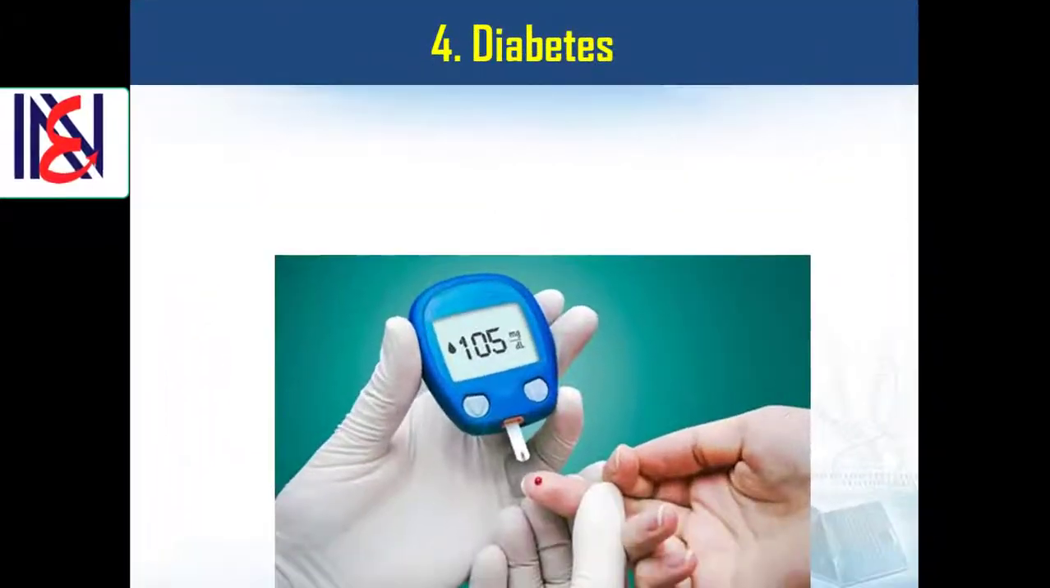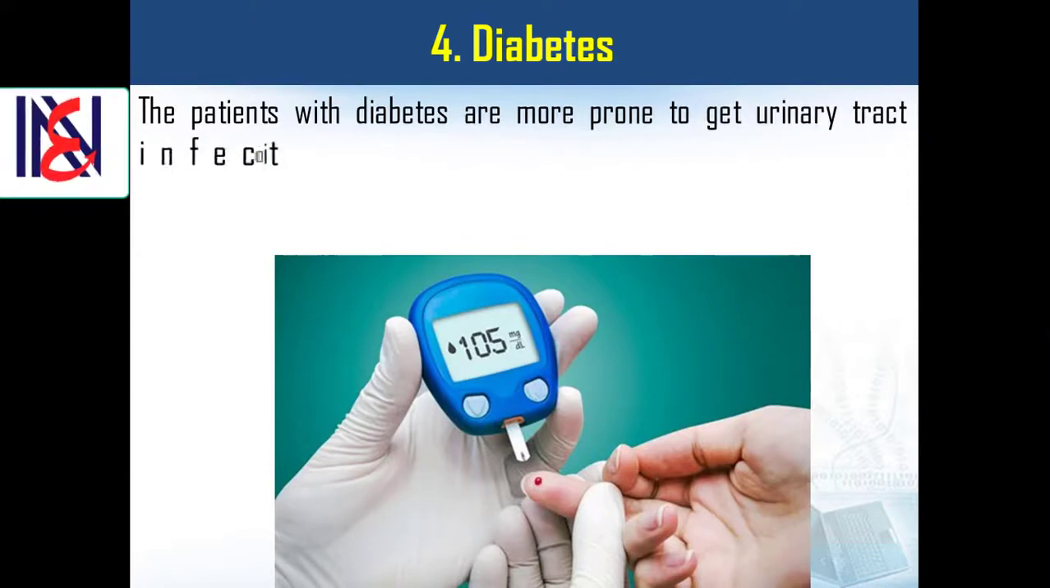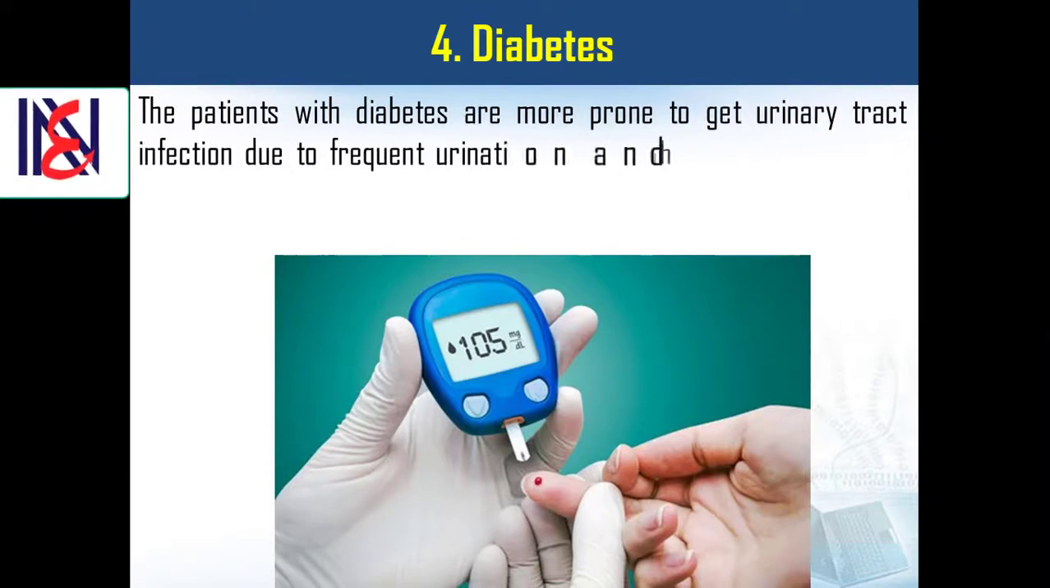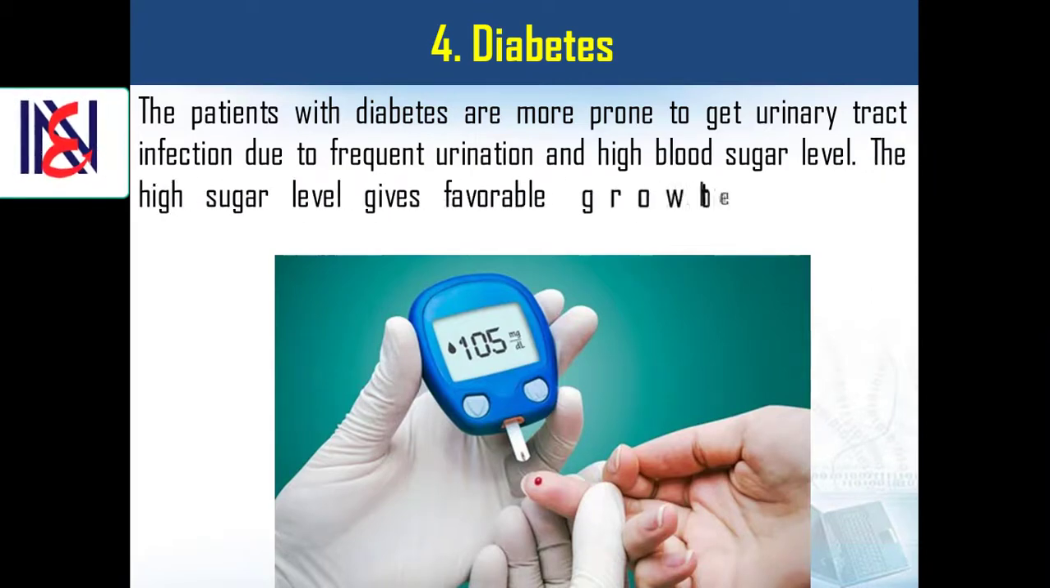4. Diabetes. Patients with diabetes are more prone to urinary tract infection due to frequent urination and high blood sugar level. The high sugar level gives a favorable growth environment to the pathogens.